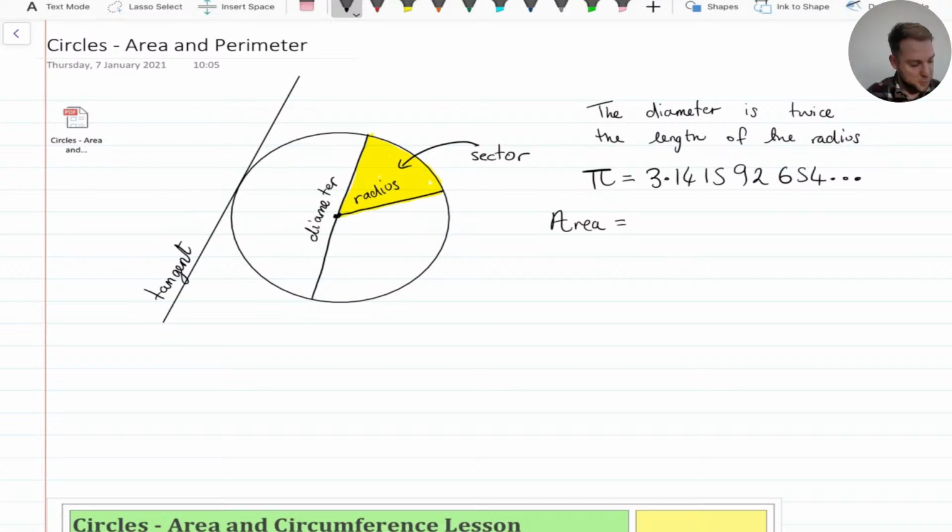You only really need to know pi up to about 1 or 2 or 3 really. But the formula for the area of a circle is pi times the radius squared. That's really important.